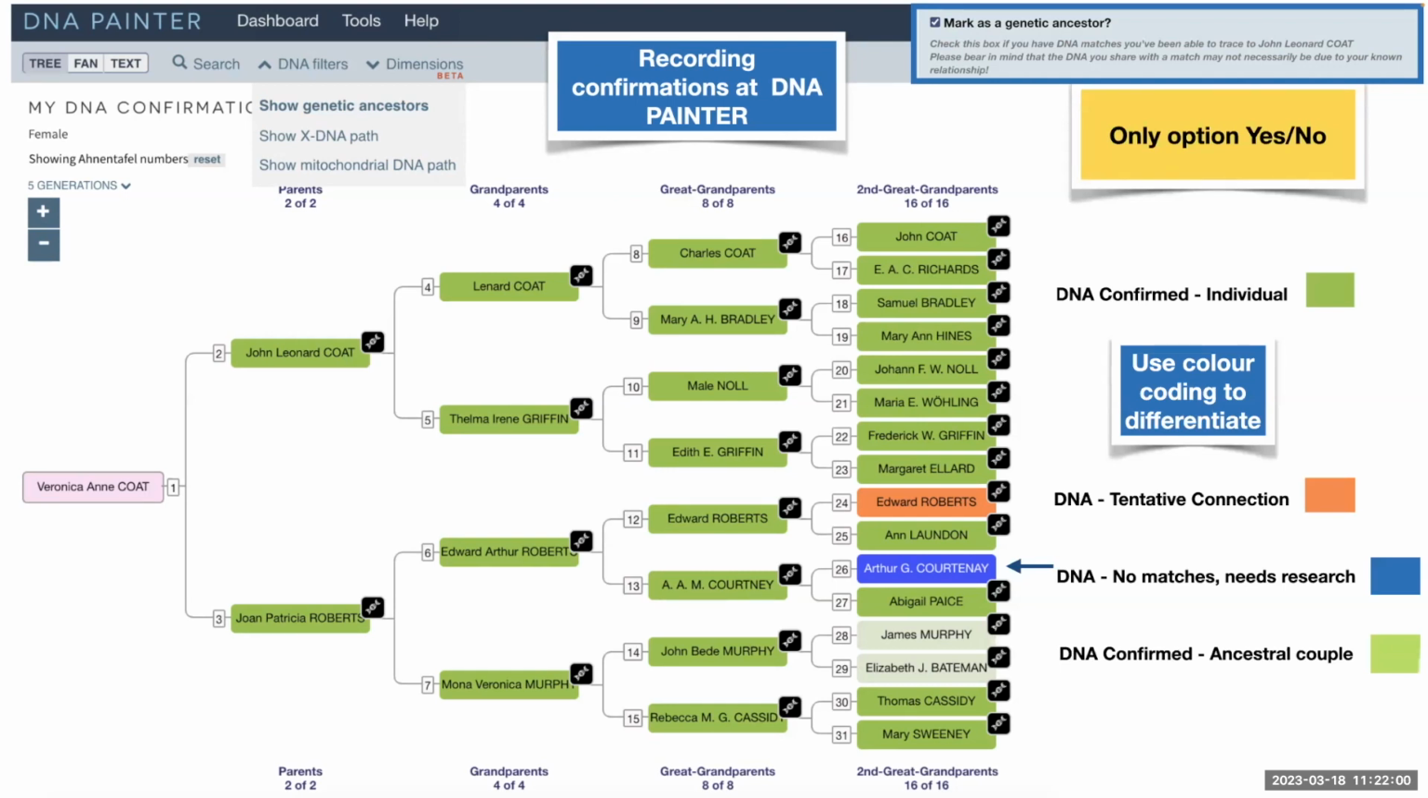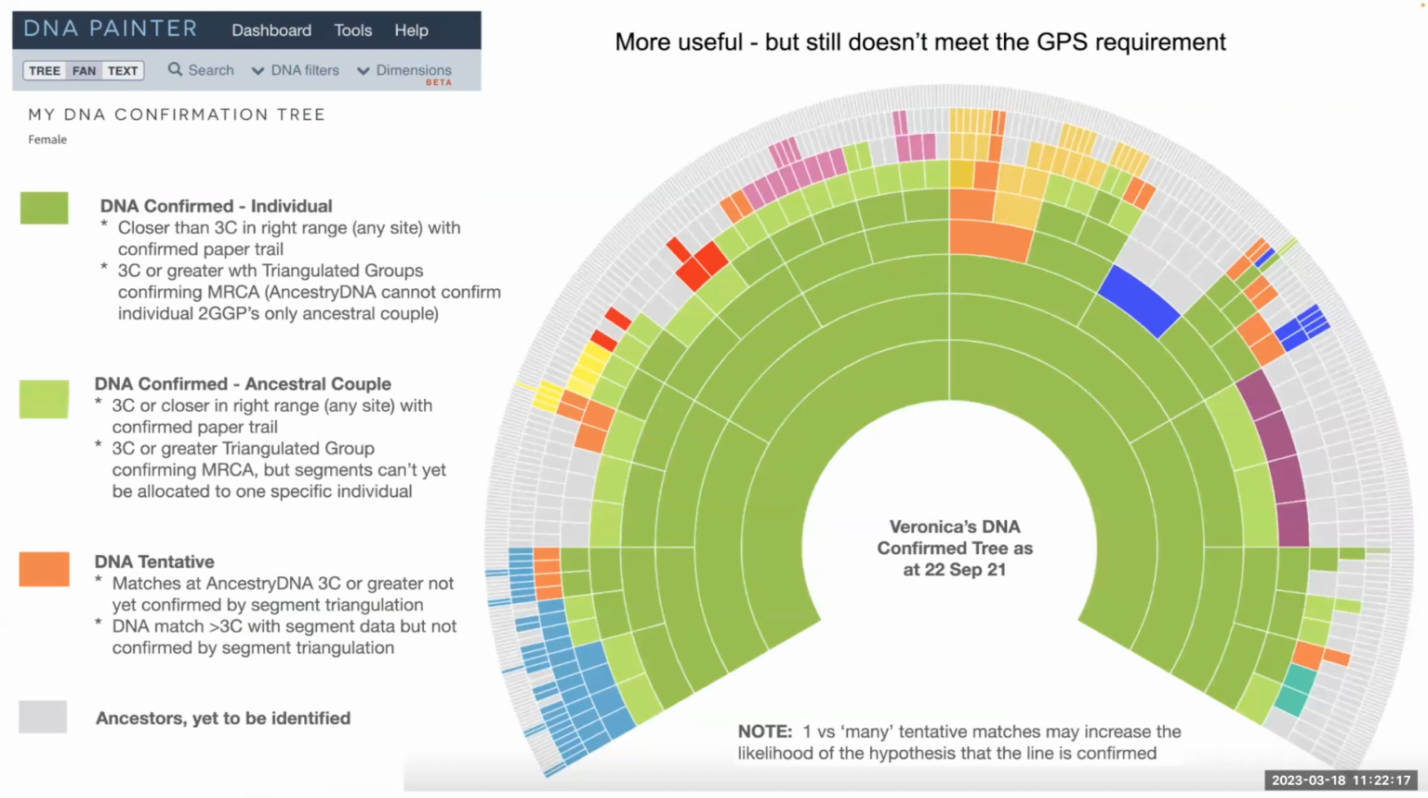He needs more research. So he's my priority, and then I'll probably work through the tentative matches, then looking at the DNA confirmed ancestral couples some more. So they're the 4 ancestors at that level that I'm still working on. Again, this is probably more useful, but it doesn't meet the GPS standard either.